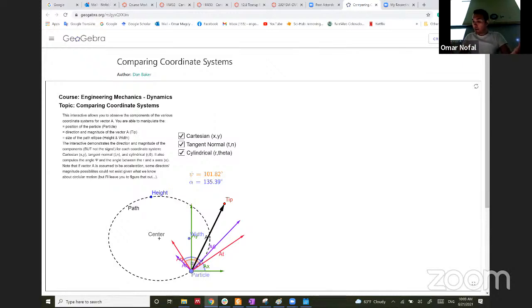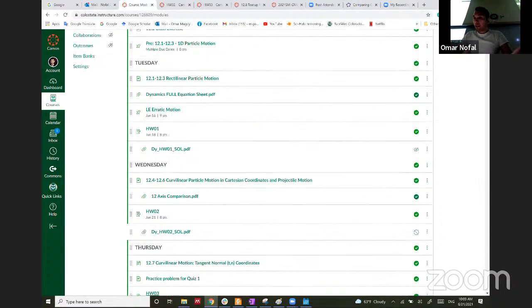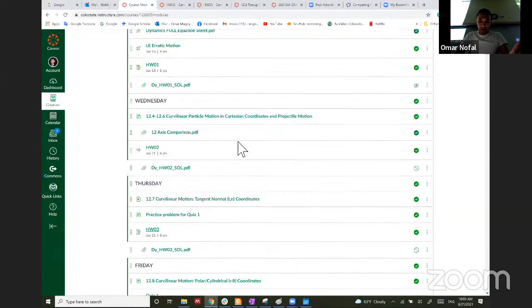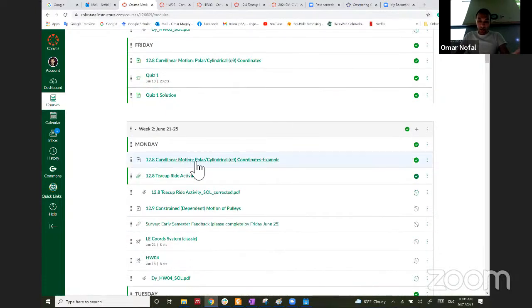So now let's try to do a class exercise to see how you understand the different coordinate systems. How many do we have here? We have 8 of you. We might divide you into 2 breakout rooms, and I will put a link for an exercise here.